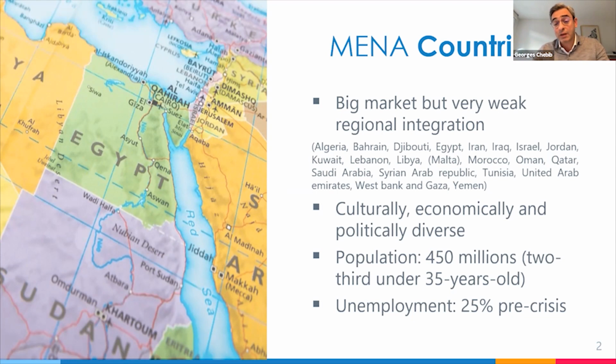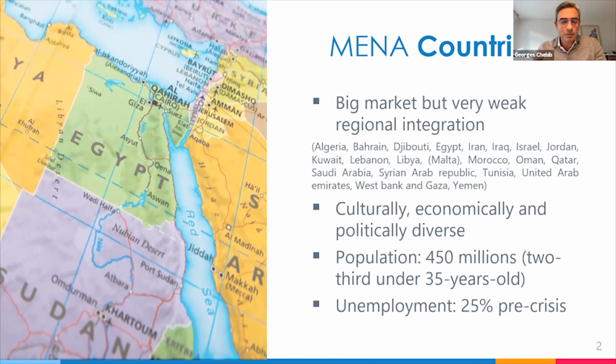It's a big region, but it has very weak regional integration. Actually, inter-region trade is very, very small. It's culturally, economically, and politically very diverse. Gulf countries are different from, let's say, Morocco. The population is actually 450 million people.